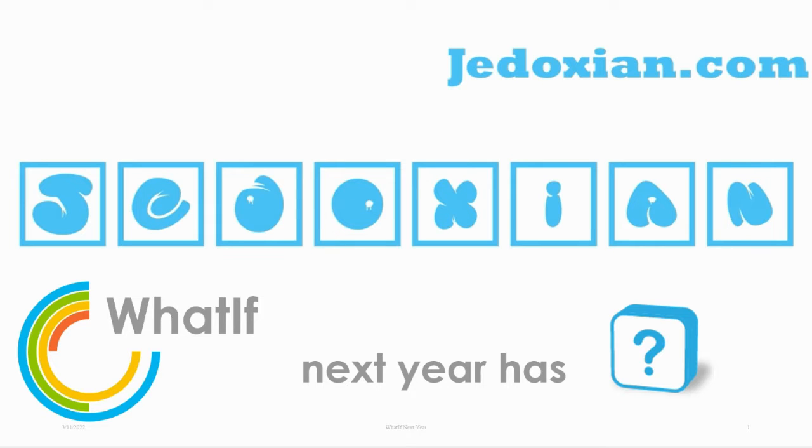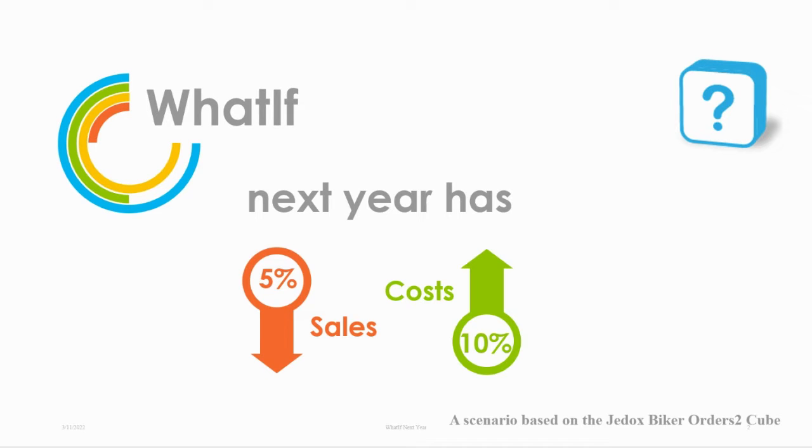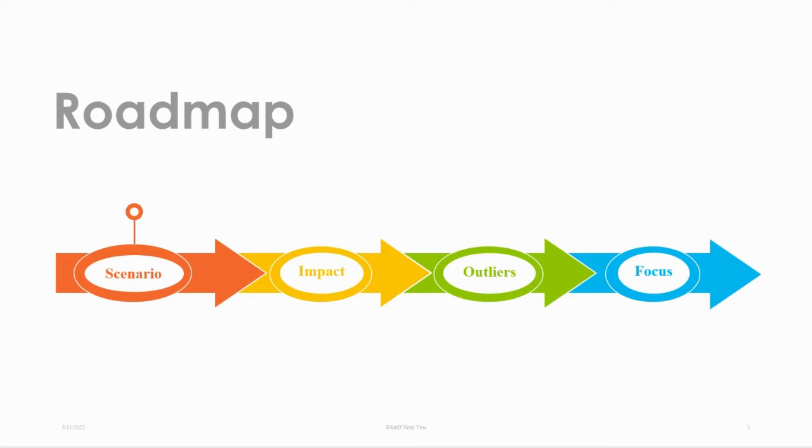Okay, let's get started. We've built a scenario that asks the question, what will the impact be next year if there's a 5% decrease in sales and a 10% increase in costs? Unfortunately, this is probably a conservative projection for next year. We've split the presentation into 4 sections: building the scenario, investigating its impact, identifying problems and outliers, and determining what to focus on.